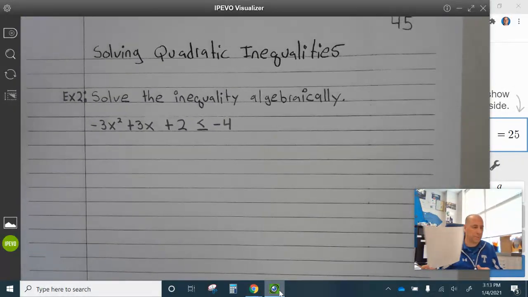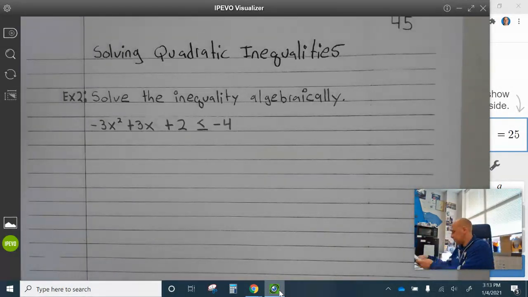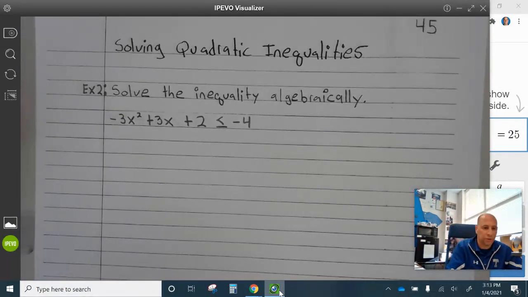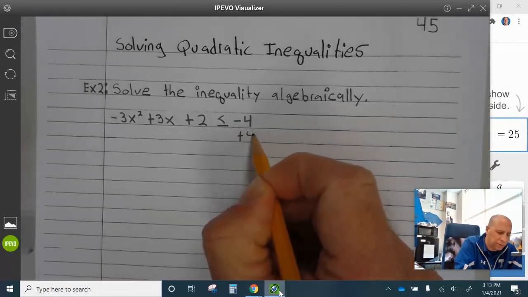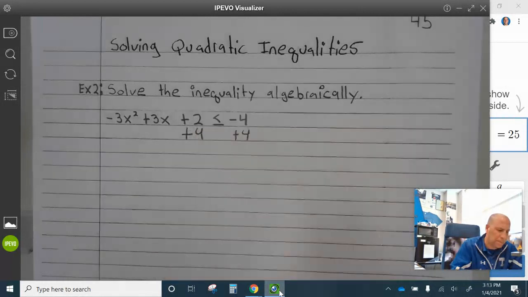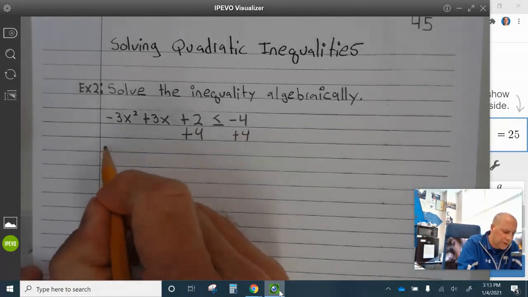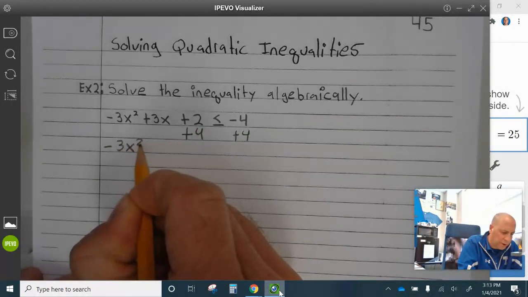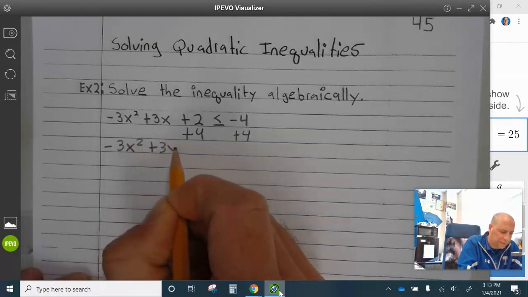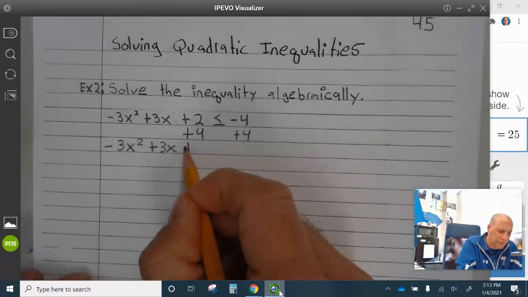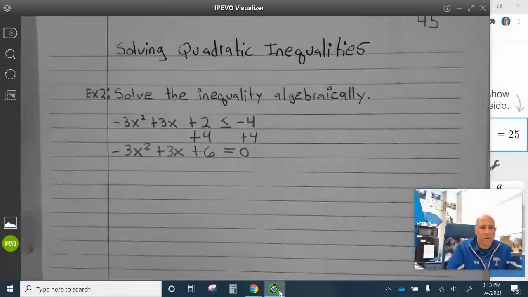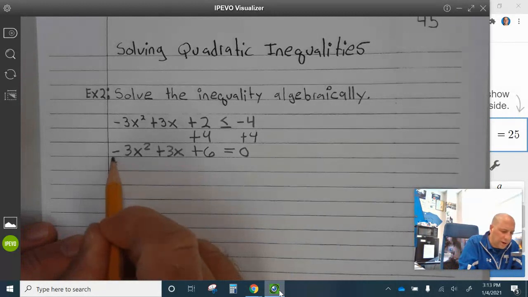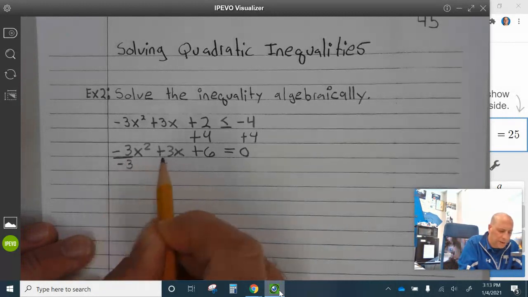Let's take a look at example 2. First step is we're going to set the right side to be 0. So in this case, we're going to add 4 to both sides. Okay, so then we have -3x squared plus 3x plus 6, and we're going to set that equal to 0. Now, in this case, we can divide everything by -3.